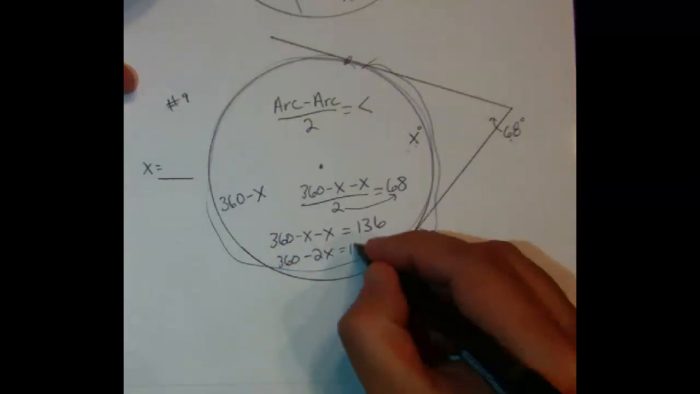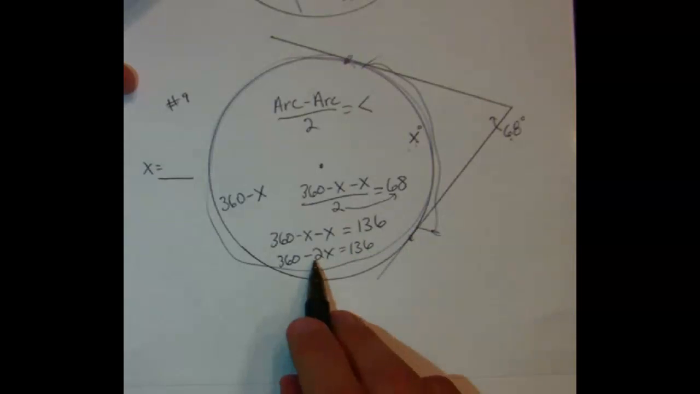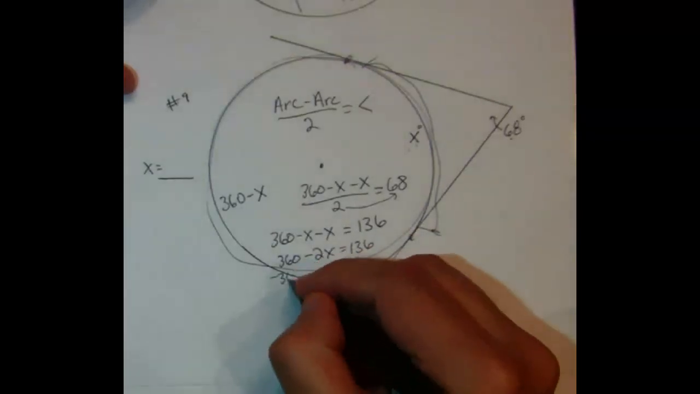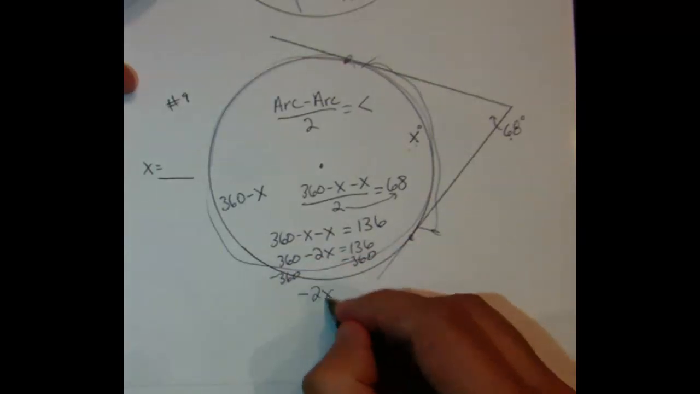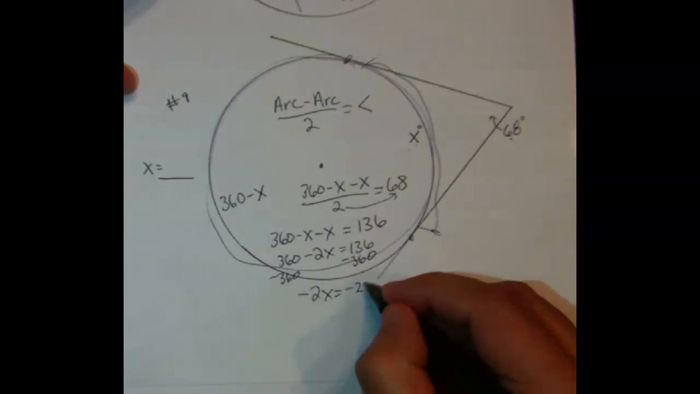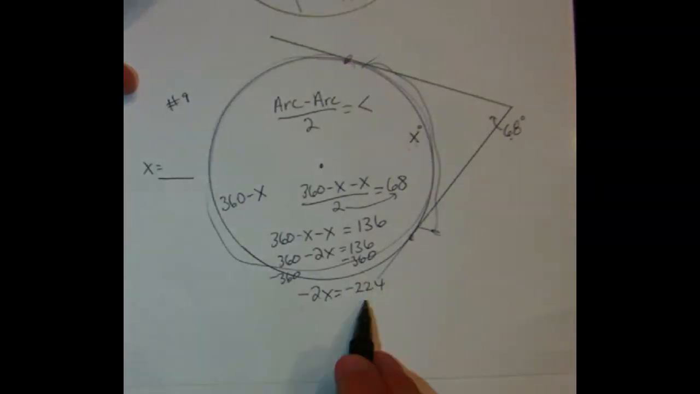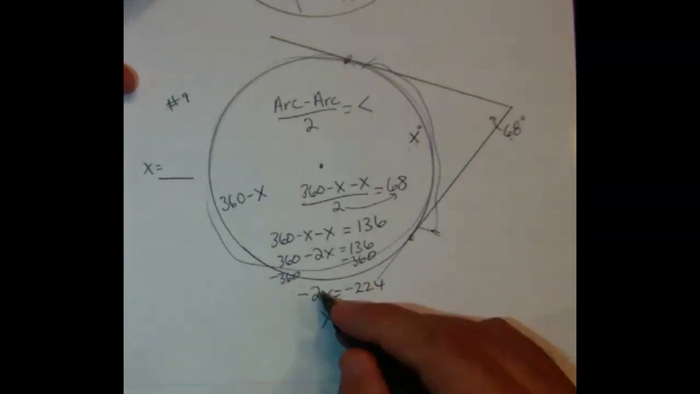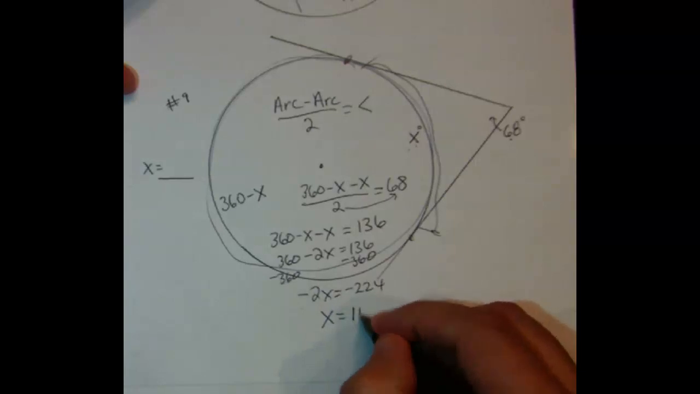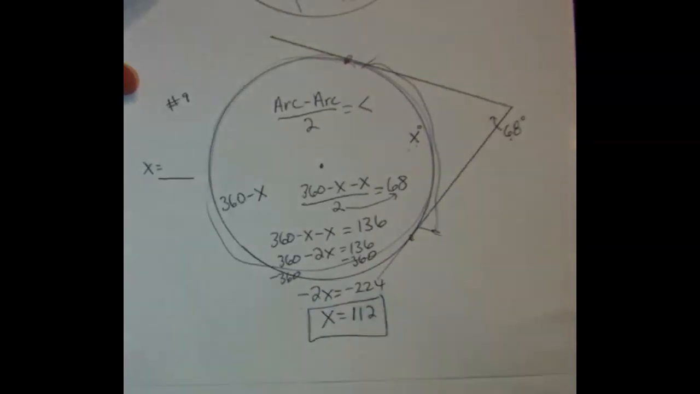Now this problem's starting to look a little funny because we have a negative variable. But watch what's going to happen. When I take my 360 and subtract it on the other side, I get negative 224. See, we all know that two negatives make a positive, so the negatives are going to go away anyway. So when I take 224 divided by 2, I get 112. And that's all I'm asking for on that.